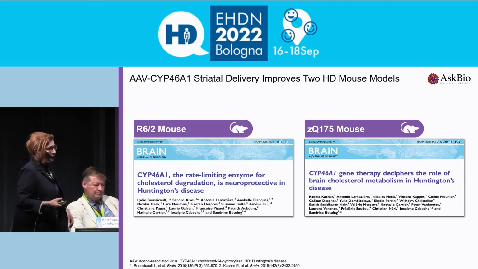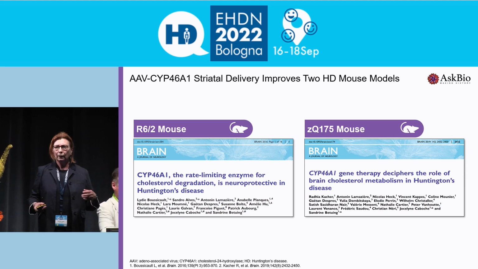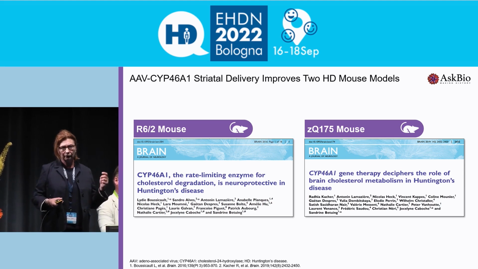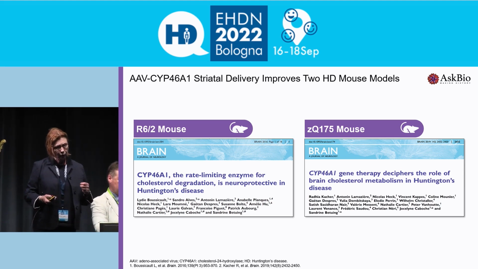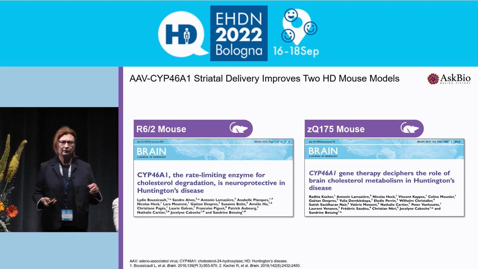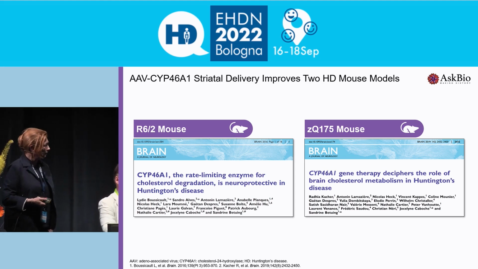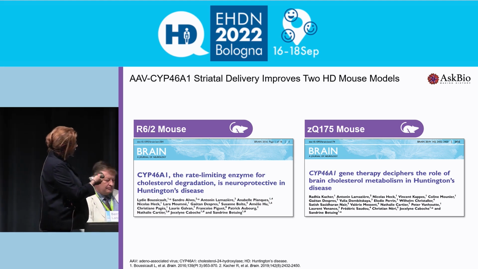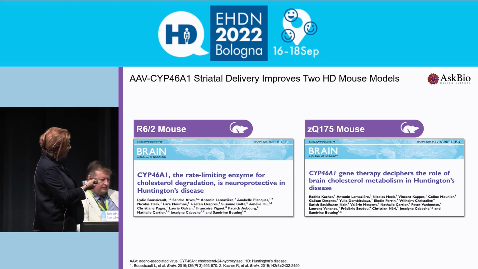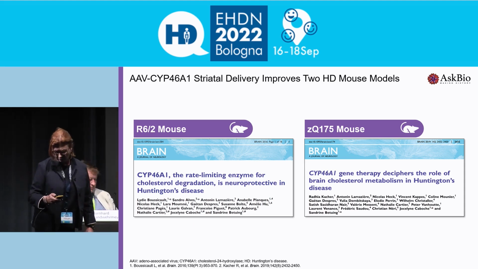So we hypothesize that by bringing back the enzyme using an AAV vector delivery into the striatum, we could have therapeutic benefit for Huntington disease, and we tested that in 2 mouse models, the R6/2 and the zQ175. This work was mostly done by the team of Sandrine Bétuin and our lab, and in strong collaboration with Frédéric Saudou and Christian Néri that are here also.